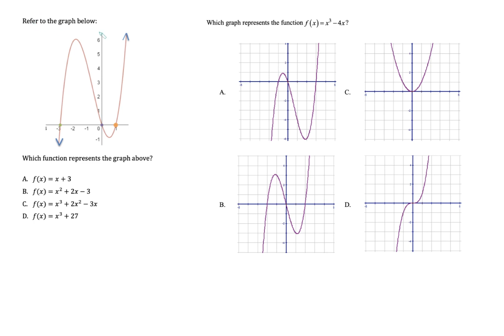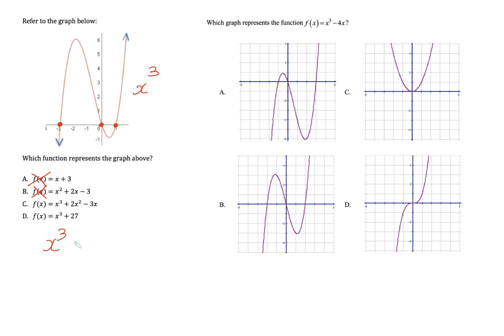It says, refer to the graph below. Which function represents the graph above? I notice that my graph cuts the x-intercept 1, 2, 3. This represents an x to the third function. Therefore, I can eliminate A because that's an x to the first. I can eliminate B because that's x to the second. So my answer is either C or D. And to figure out which one it is, I'm going to use plug and chug. Now I notice that C has 3 terms and D has 2. So I'm going to start with D and just see if I can use the process of elimination.